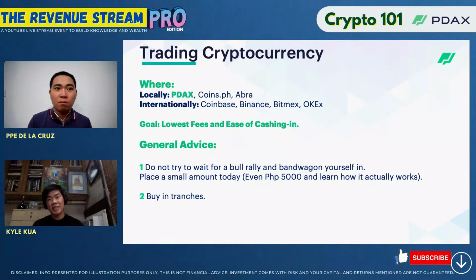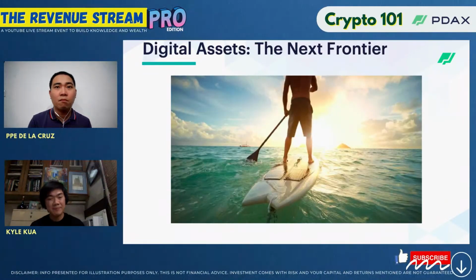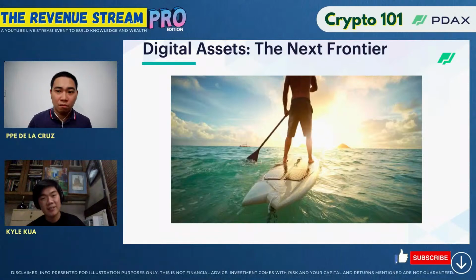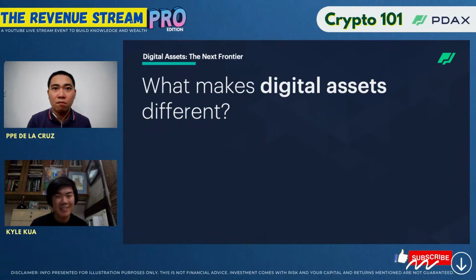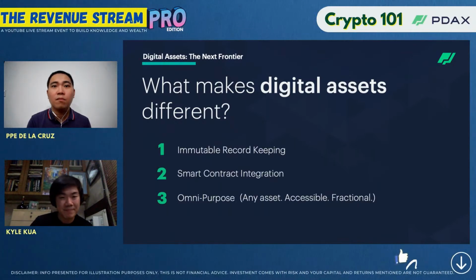And now we talk about digital assets, which is the next frontier. Next slide, please. And we have to ask what makes them different from traditional assets. Next slide, please. And it's generally three things.